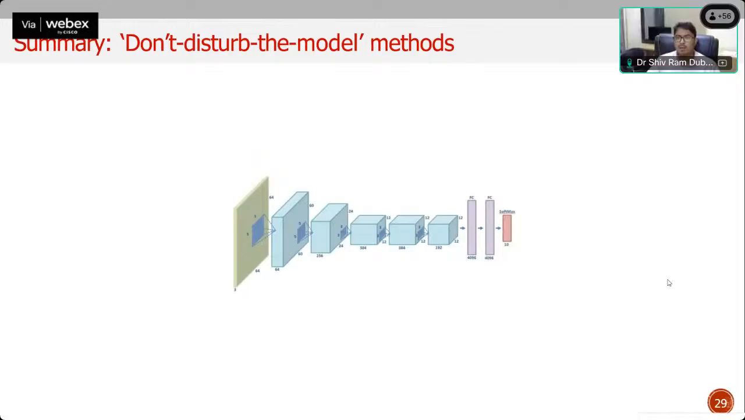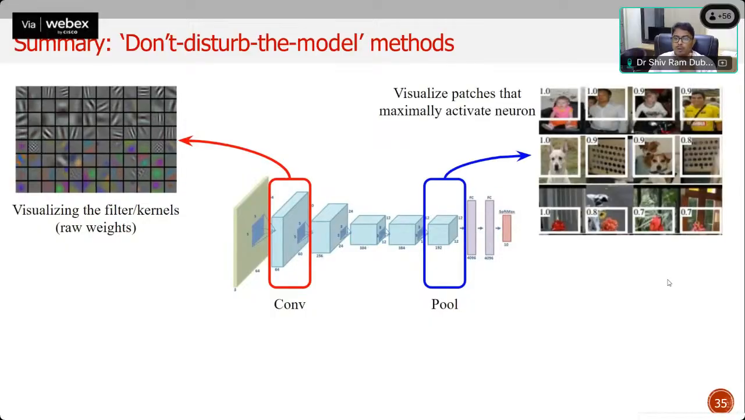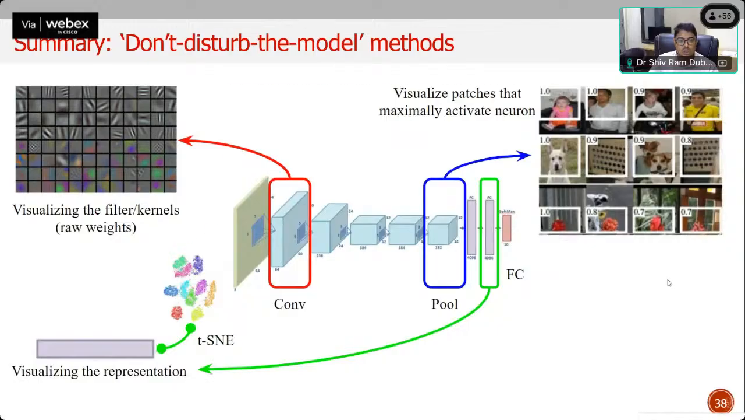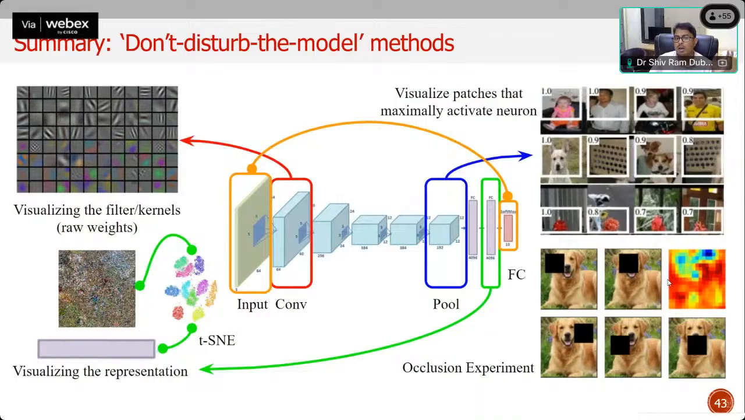Okay, so all these are visualization methods, also termed as don't-disturb-the-model methods. Why? Because the model is already trained and we are not going to change any parameter value of the model. We are simply using those parameter values to do the visualization of either the early layers, or of any middle layer in terms of visualizing patches that maximally activate the neuron, or the fully connected layer in terms of the Tishni visualization, or even the occlusion experiments, where also we have simply used the model and not changed anything.